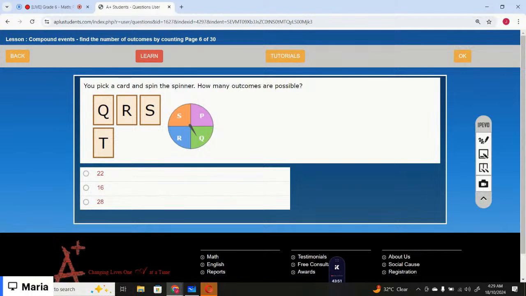Yes, 16. It is option number D. Correct option.